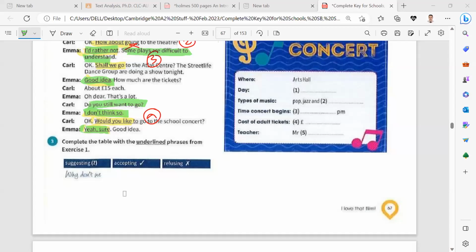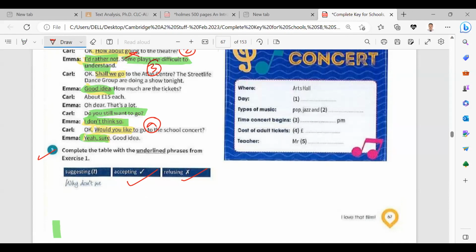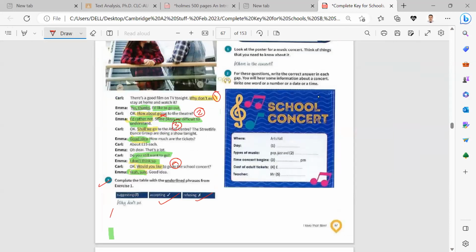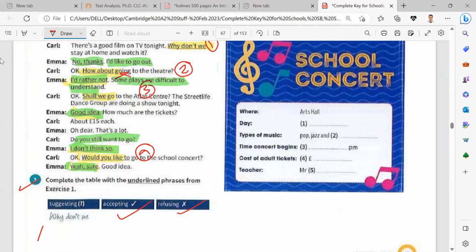Yes, this one. Okay, Sarah. So again, to complete this: to suggest, to accept, to refuse. To suggest, what should you say? Again, which structure can you use? How about going? How about? Yes, how about or what about?